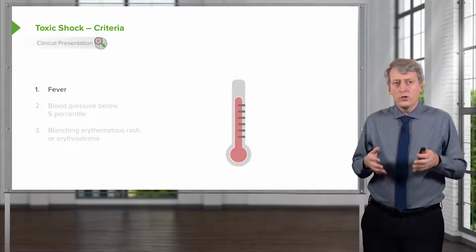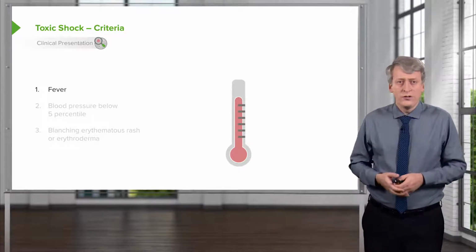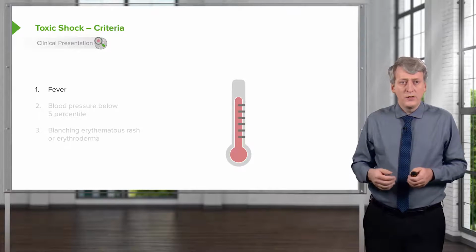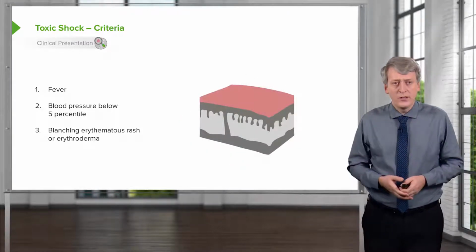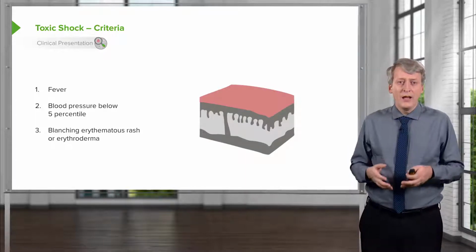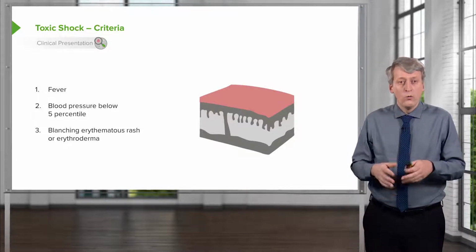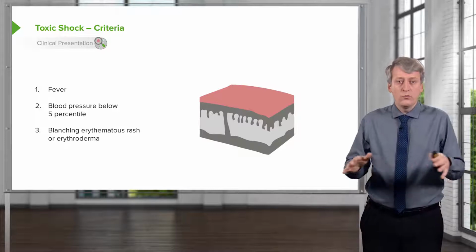So there are certain criteria for diagnosing toxic shock. Patients must have fever, they should have a blood pressure which is below the 5th percentile, and they should have a blanching erythematous rash or erythroderma, which is a diffuse red rash.